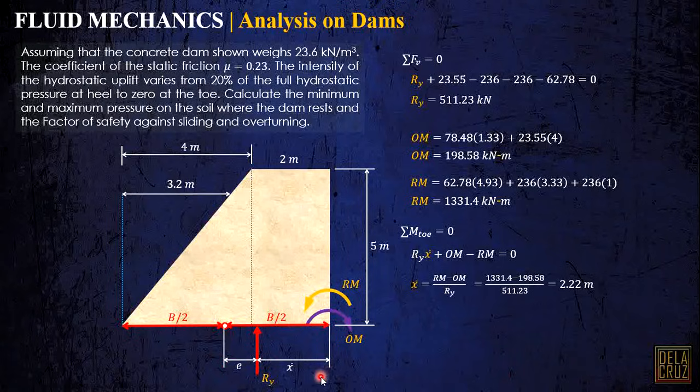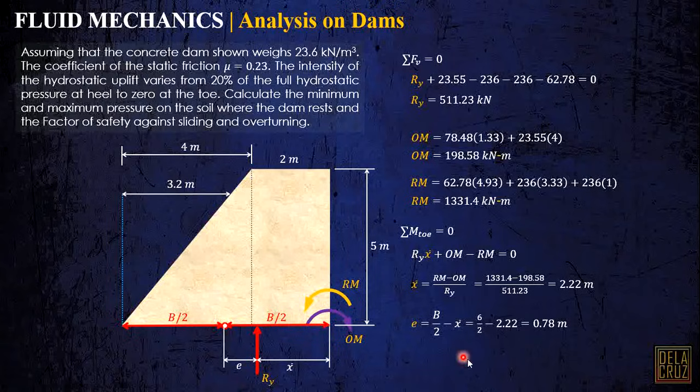Okay, so we can just calculate the eccentricity by B over 2 minus this x-bar, since we have our x-bar. And take note, our B is 6 meters, this total dimension here. That is 0.78 meters. So actually, our E can be here too. It can go beyond here, it depends on the scenario on the given dam.